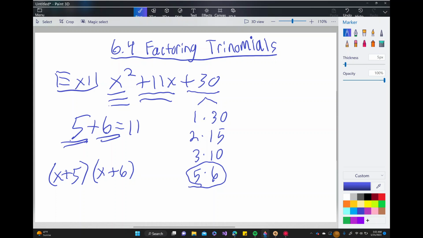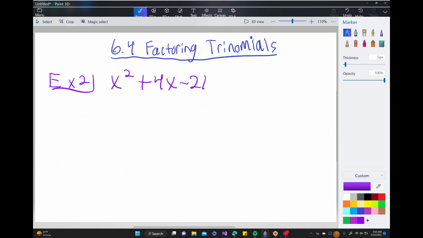So let's take a look at example 2 now. So here we have x squared plus 4x minus 21. So we're following the same process, except we're going to have a little bit of a change here. We're first going to start out by listing the multiples of 21. 1 times 21, 3 times 7. And we're going to figure out which ones will subtract to 4x.